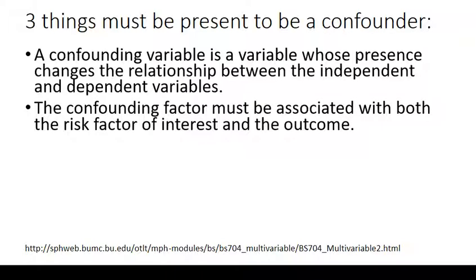All right, so what are some of the things that you have to be a confounding variable? A confounding factor must be associated with both the risk factor and the outcome, so with the independent variable and the dependent variable. But we don't want it to be part of the causal chain. We just want it to be associated with both of those. So the x variable and the y variable.